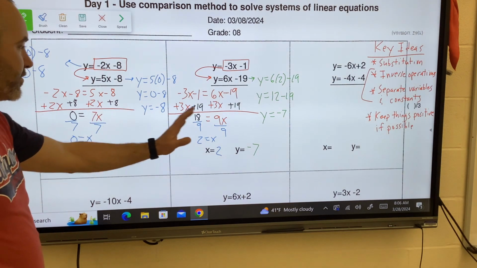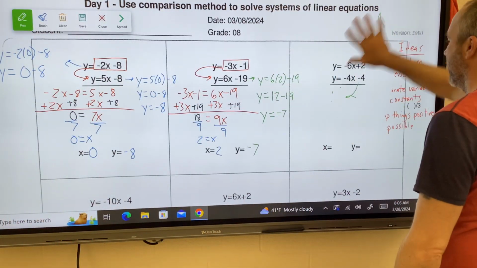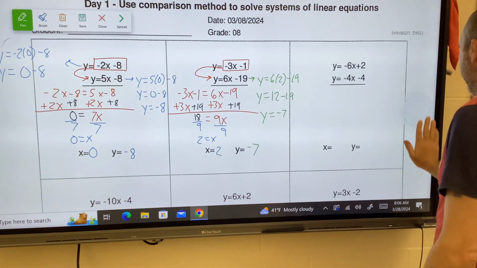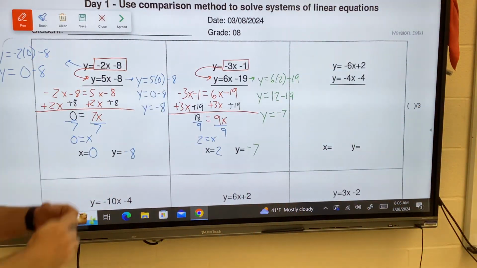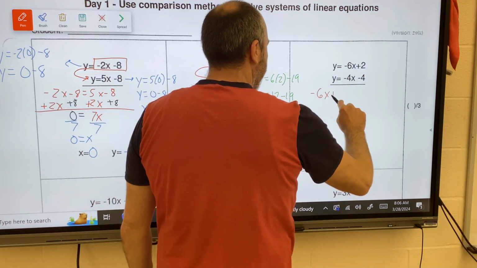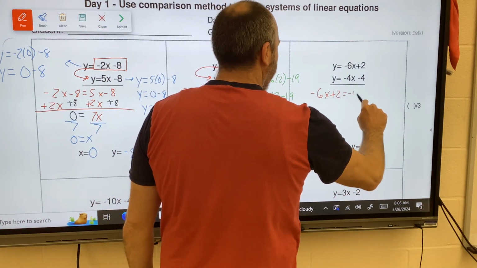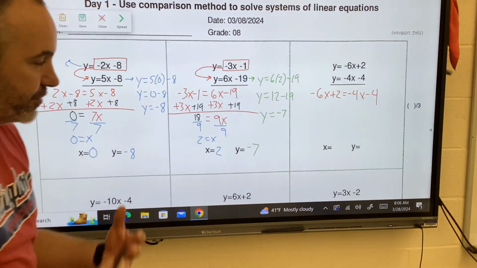I realized that I was putting the variables on the right-hand side each time. That's not a necessity. Once again, I was just trying to do that to avoid negatives, but let me do this last one. Same idea. I'm going to substitute negative 6x plus 2 in for y in the other equation. Well, let me go ahead and put the variables on the left-hand side just to show you that it can be done.